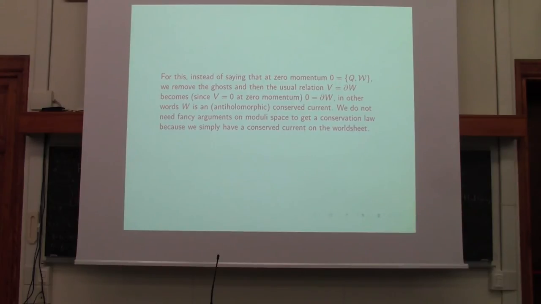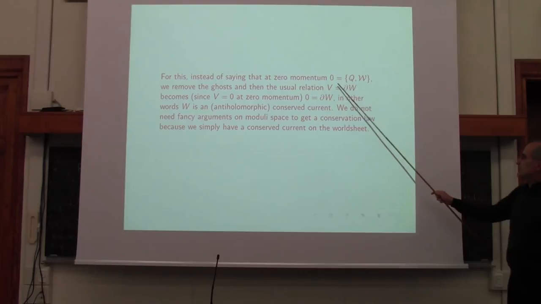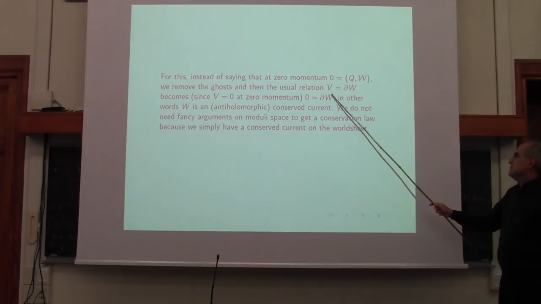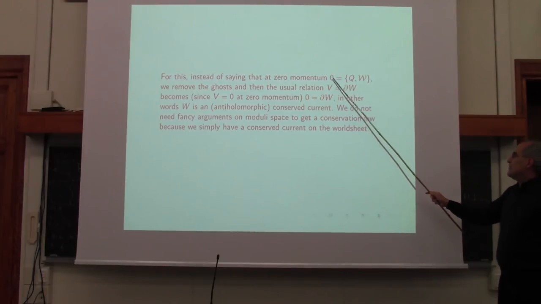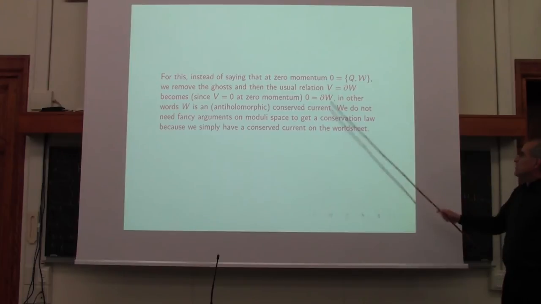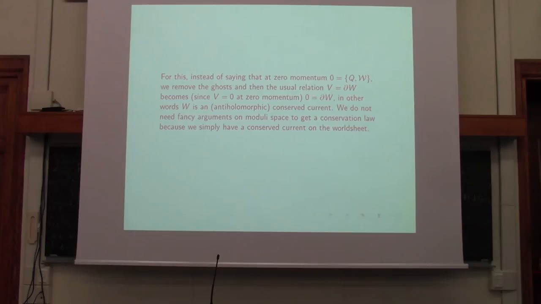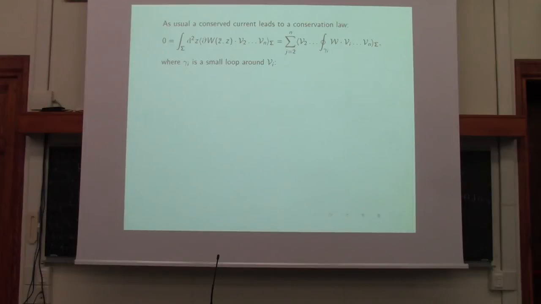So instead of saying that Q of W is zero at zero momentum, what we say is that QW would usually be curly V, and the derivative of W would usually be V. Well, at zero momentum, they're both zero, so dW is zero. In other words, W is a conserved current, an anti-holomorphic one. We don't need fancy arguments on moduli space to get a conservation law. A conserved current on the world sheet gives us one directly. So, as usual, we get a conservation law.